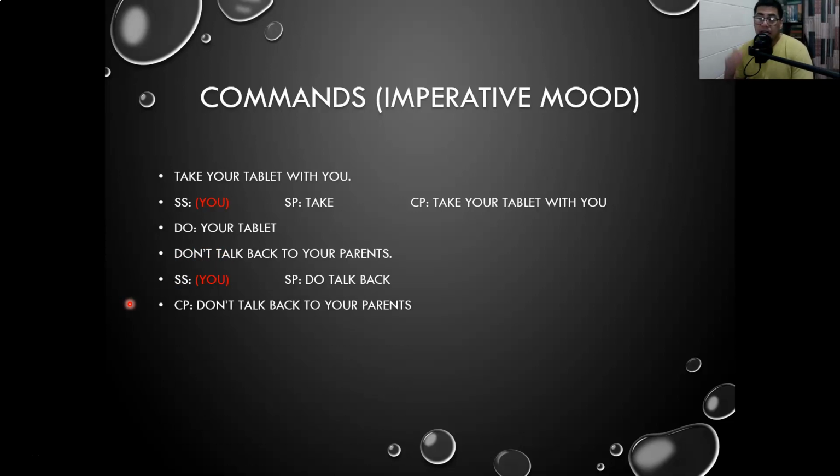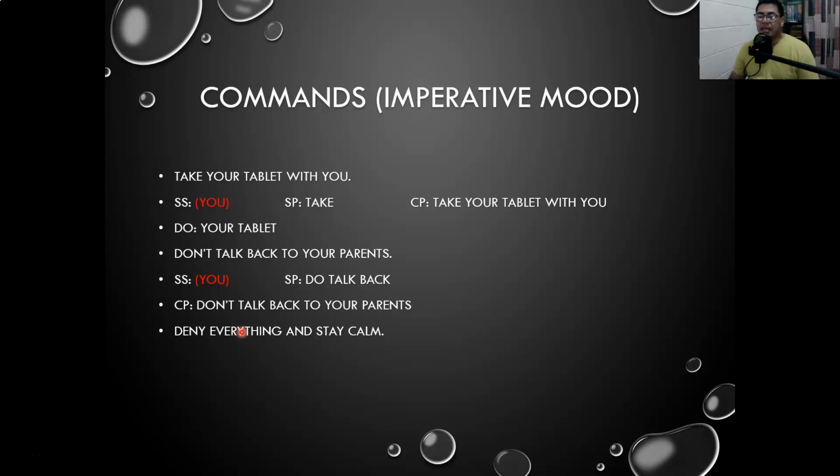Of course, I say don't talk back to your parents, and we don't have a direct object, right? Because if you ask, don't talk back to whom? Your parents, direct object? No. Remember that in order to find the direct object, you need to ask the question after the verb. If you ask it after the preposition, then you are getting the object of the preposition.